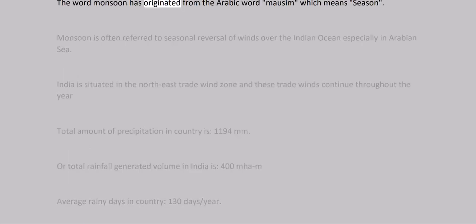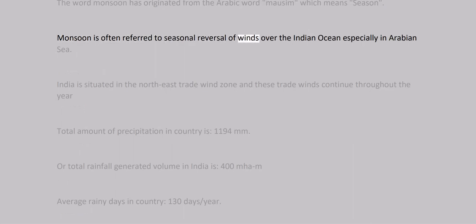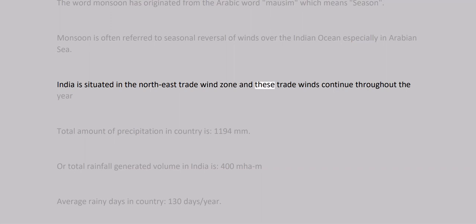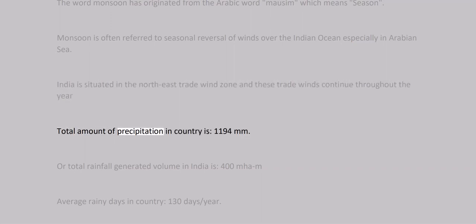The word monsoon has originated from the Arabic word mausim, which means season. Monsoon is often referred to as the seasonal reversal of winds over the Indian Ocean, especially in the Arabian Sea. India is situated in the northeast trade wind zone, and these trade winds continue throughout the year. Total amount of precipitation in the country is 1,194 millimeters.